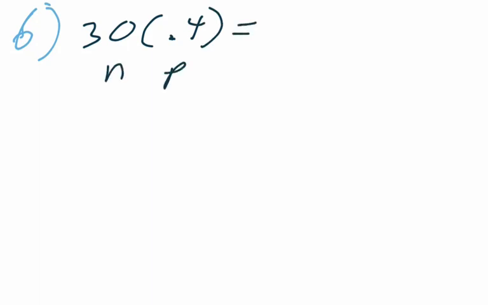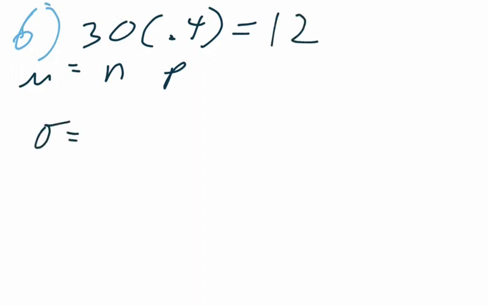For problem number 6, in a large population, so we're not going to worry about independence, 40% have experienced math anxiety. If you take a random sample, what is the mean and the standard deviation? The mean will be 30 times 0.4 because this is n times p for the mean. And I will give you that formula on the test. And that turns out to be 12.